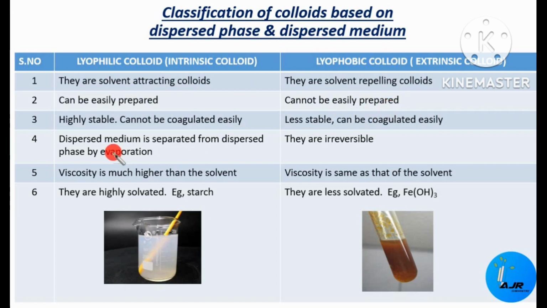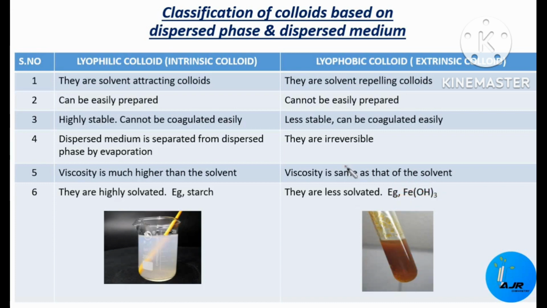The next one is that they are highly stable and cannot be coagulated easily. Once the lyophilic colloid is formed, it remains stable and cannot be precipitated easily by using an electrolyte. Whereas the lyophobic colloid is less stable, meaning it can be coagulated easily. It can be easily precipitated by using an electrolyte. Here I have taken the example of ferric hydroxide, Fe(OH)3.